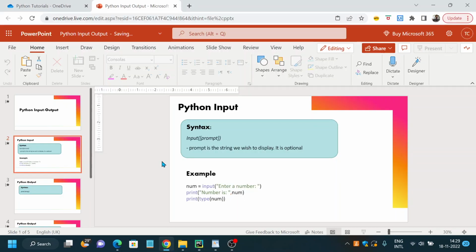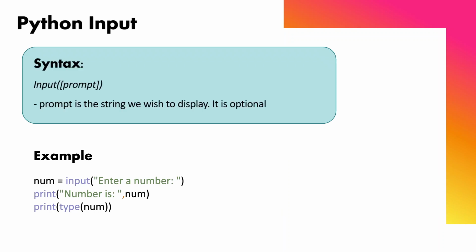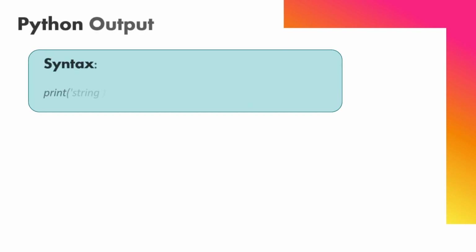So this is all about Python input. Next we have something called Python output. During our previous videos, and even here, you can remember that I've used the print statement. This is the very basic syntax: I use a print statement and provide a string within the parentheses. As I said in my prior videos, I have used this print statement multiple times, but this print is actually part of Python output.